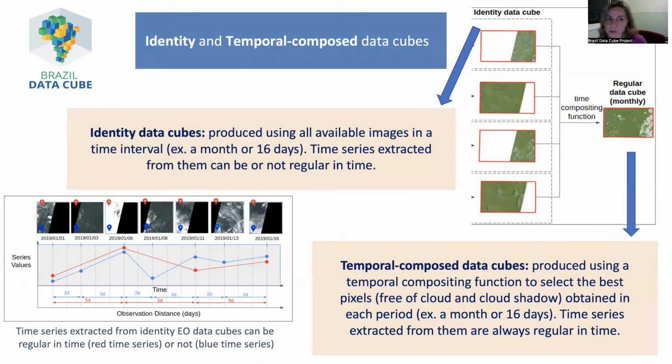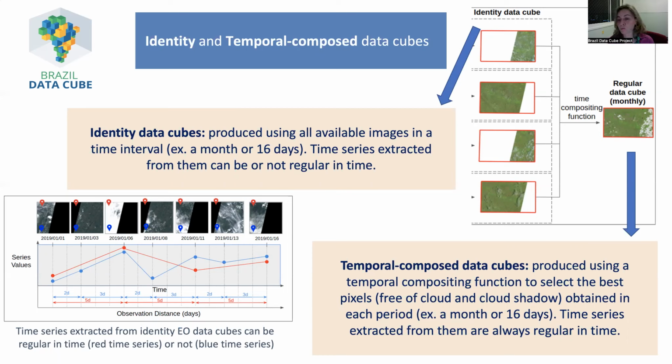In the Brazil Data Cube project, we are producing two kinds of data cubes, identity and temporal composite. The identity data cubes are produced using all available images in a time interval, such as month or 16 days. The time series extracted from this kind of data cube can be regular in time or not. In this picture, we show two time series extracted from identity data cubes. You can observe that the red time series is regular in time, and the blue time series is not regular in time.